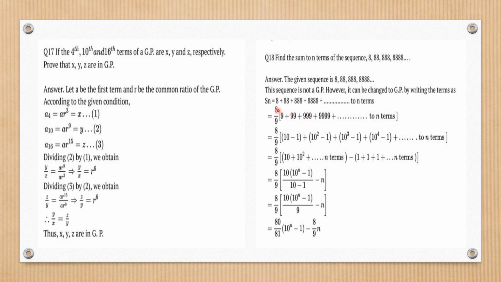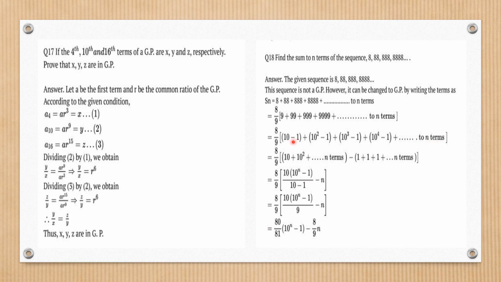So what will I do? I'll take 8 common and divide and multiply it with 9. So what will it become? Because after taking 8 common, it will be 1, 11 like this. So it will become 9, 99, 999 and so on, up to n terms. Then express it as 10 minus 1, 10 square minus 1, 10 cube minus 1, 10 to the 4 minus 1 and so on, up to n terms.